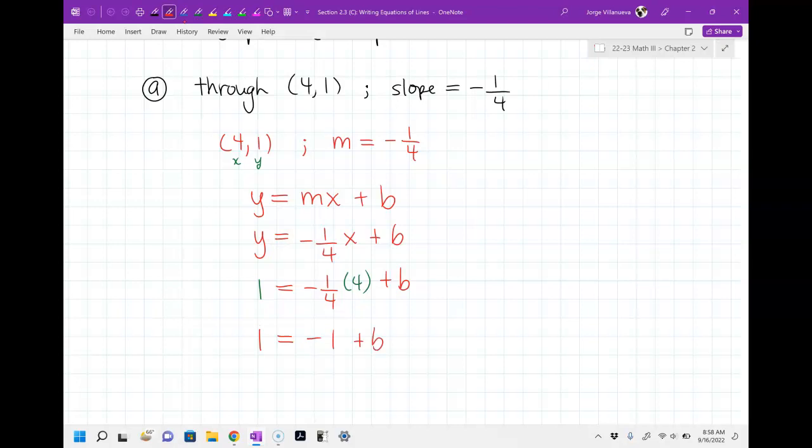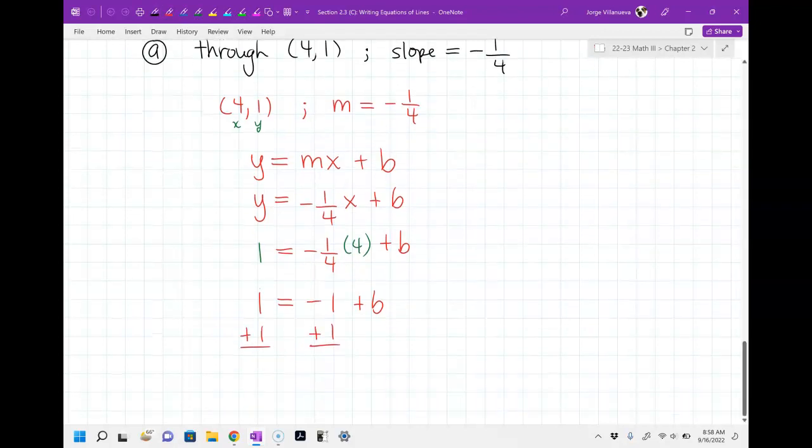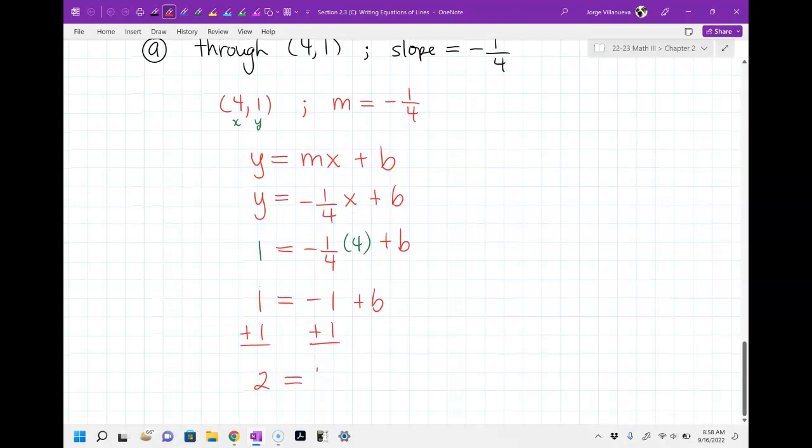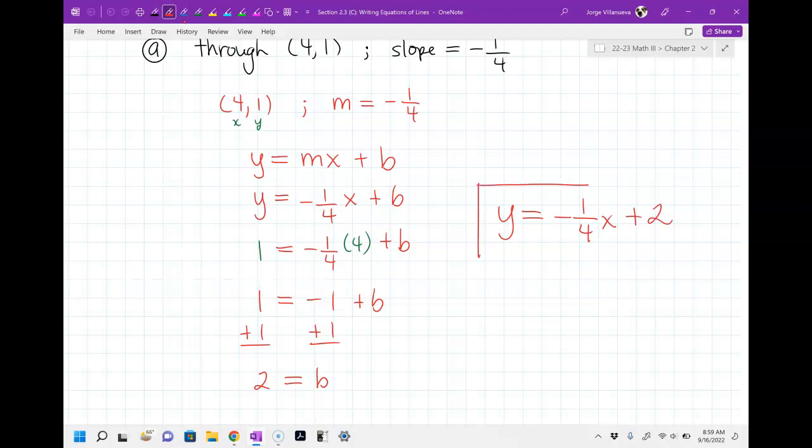plus b. All right. To get b by itself, let me add 1 on both sides. So I get 2 equals b. There you go. I found the missing piece. So y is equal to negative 1/4 x plus 2. And that's it. I'm done. Notice, not as simple as the ones in the beginning. Okay? These are a little tougher.